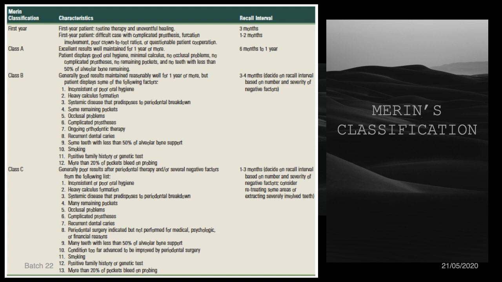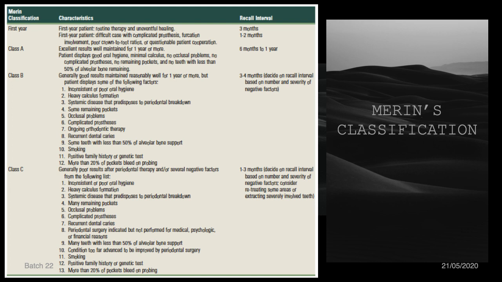If the patient has an excellent result, well maintained for the first 1 year, displays good oral hygiene, minimal calculus, no occlusal problems, no complicated prosthesis, no remaining pockets and no teeth with alveolar bone loss of more than 50%, the patient should be called every 6 months to 1 year.